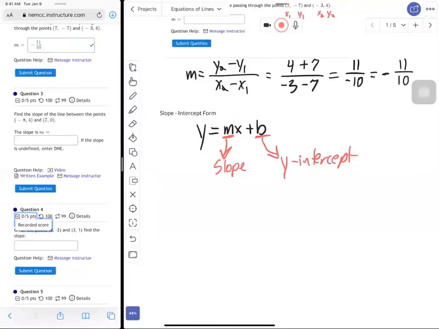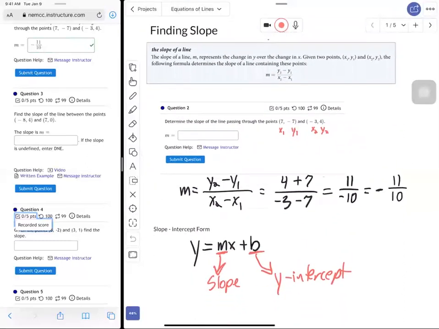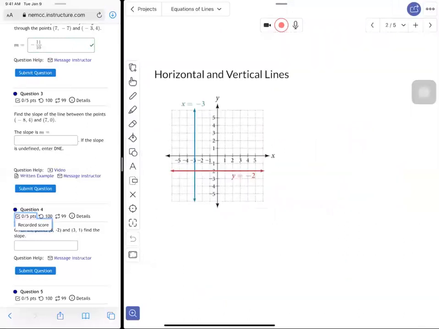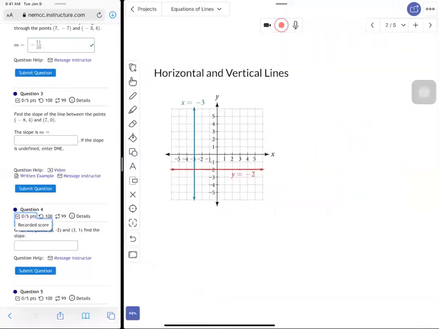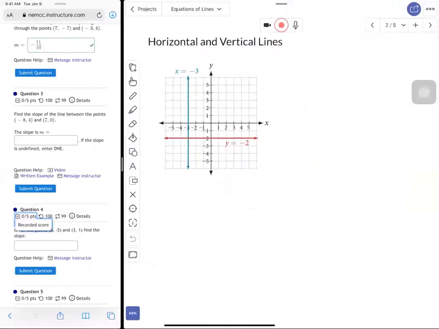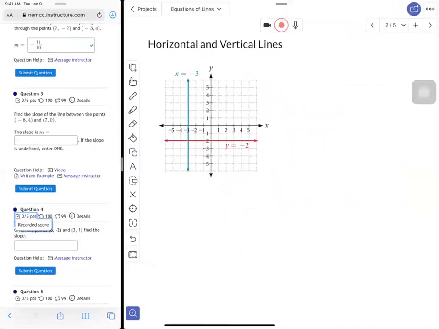Okay, let's move on to our next thing, which is horizontal and vertical lines. I just want to talk about this really quickly. You don't actually have a homework problem on this, but we do need to take a look at it because sometimes when you're calculating your slopes, the slope is going to wind up being either 0 or undefined. And when that happens, you have a horizontal or a vertical line, okay?